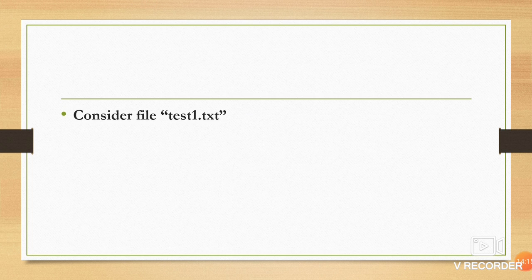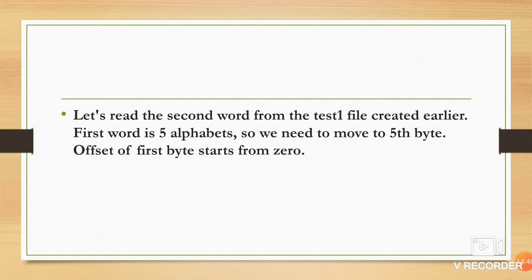Consider file test1.txt. Now we will consider one file test1.txt. It is having the contents hello world. How many alphabets? 10 alphabets, having only one blank space, means total 11. Okay. So this is the contents of the file test1.txt: hello world. Now we will see the program. Let's read the second word from the test1 file created earlier. Okay. हमने test1 नाम की फाइल पहले से बना ली है.